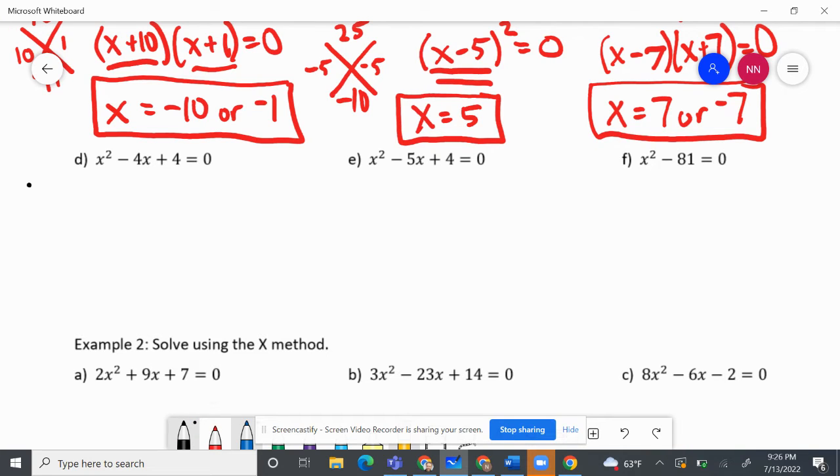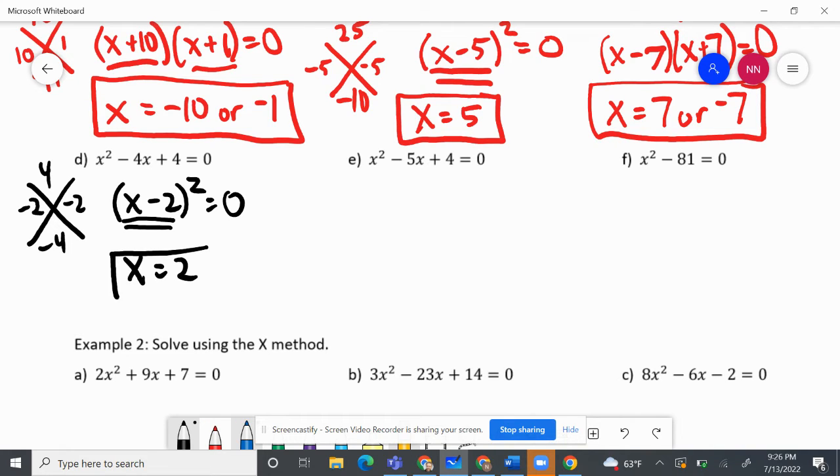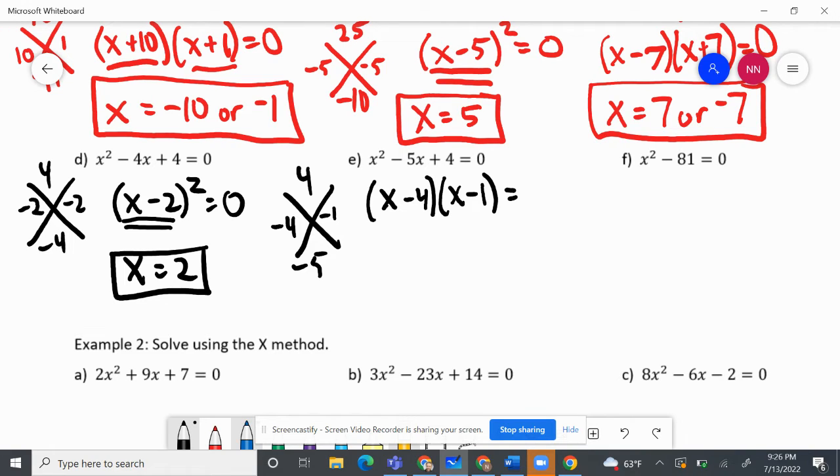If we're looking at the next one, two numbers that multiply together give us 4 and add up to -4, and that would be -2 and -2. So once again, we have a square binomial. And what gives us a 0 inside here is a 2, so x is equal to 2. For letter E, two numbers that multiply together give us 4 and add up to -5. That would be -4 and -1. So we have x minus 4 and x minus 1 is equal to 0. So our two answers are 4 or 1.